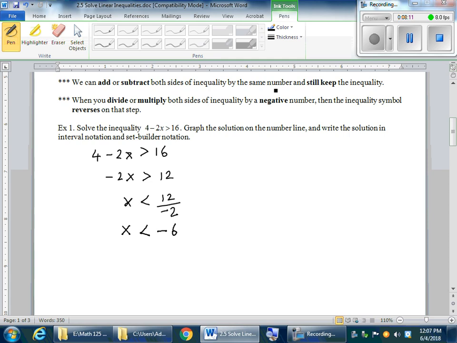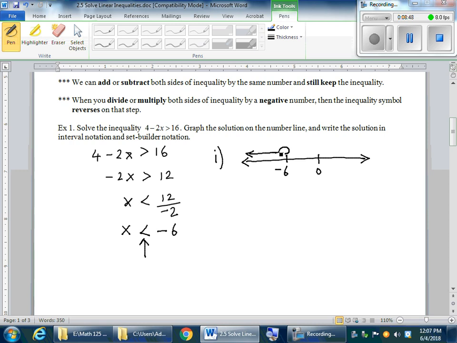So once we have the answer, we're going to write it in 3 different ways. First, graphing. So here's my real number line. Here's negative 6. Here's 0. x is less than negative 6. So this inequality symbol indicates that we have to use an open circle, which is not inclusive. The values that are less than negative 6 will be negative 7, negative 8, so it'll be going in this direction.